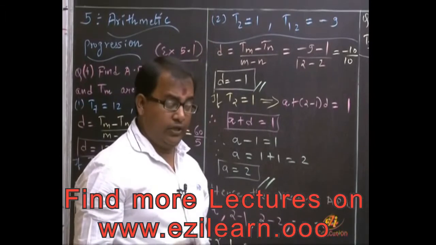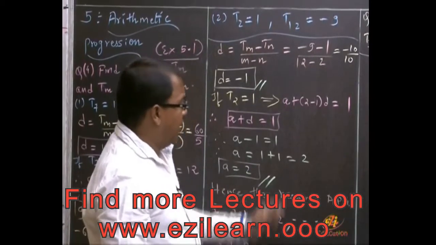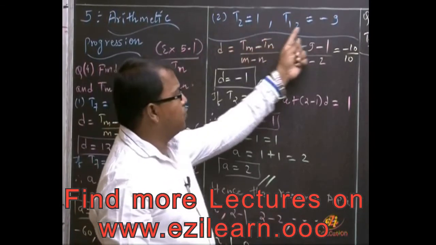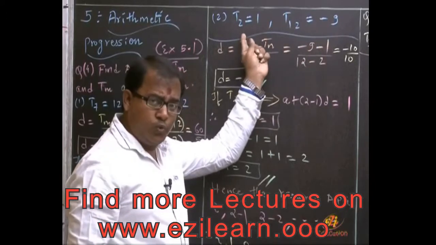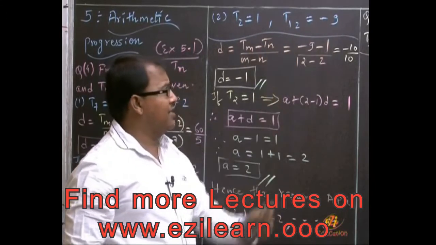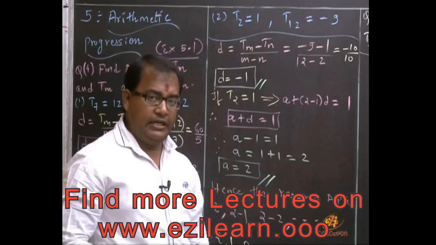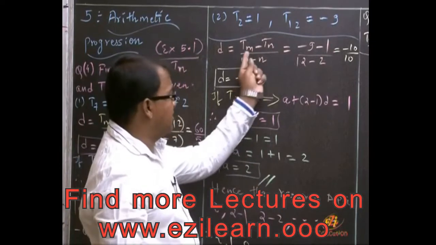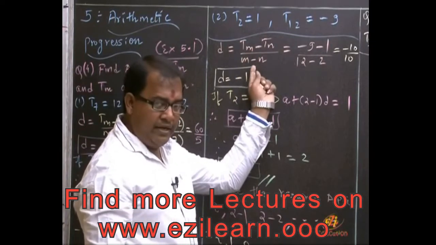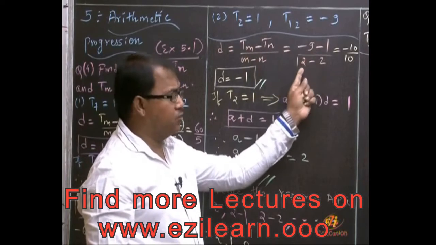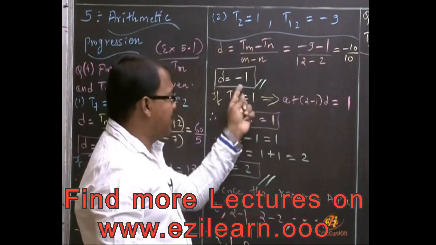One final look at the second question of exercise 5.1 question number 4. T2 is 1, T12 is minus 9. You have the second term given as 1, your 12th term given as minus 9. You will first target D, the common difference. The formula to find out D is Tm minus Tn upon m minus n. Minus 9 minus 1 upon 12 minus 2, giving us D as minus 1.